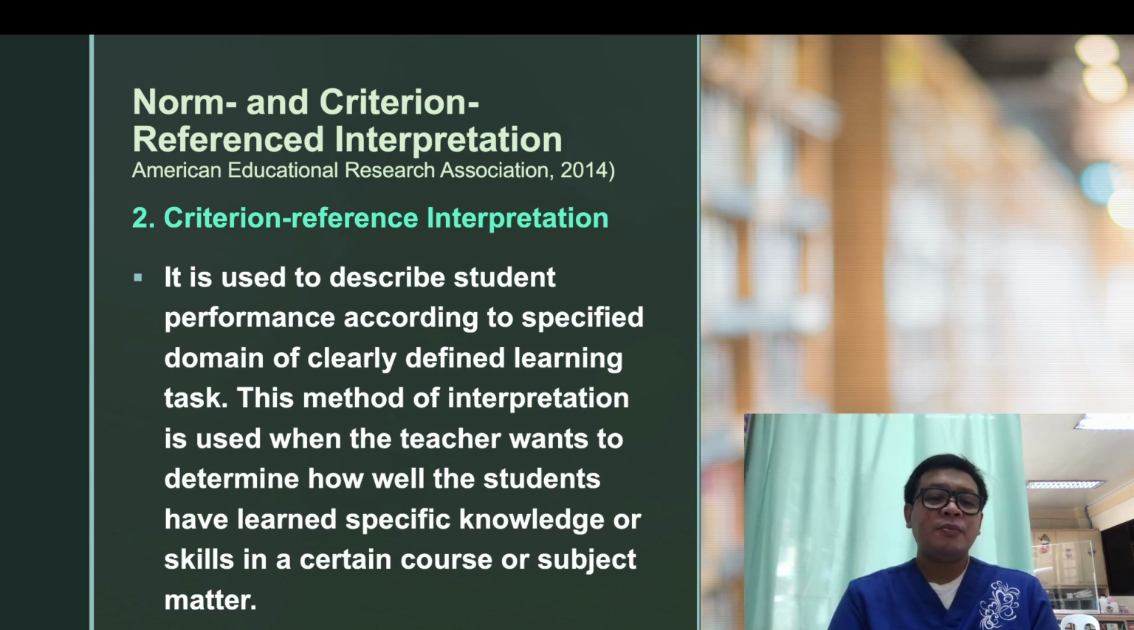This method of interpretation is used when the teacher wants to determine how well the students have learned specific knowledge or skills in a certain course or subject matter. So when this kind of interpretation is adopted in the academe or in the educational field, this means that as teachers, we have to make sure our students were able to learn knowledge and skills.